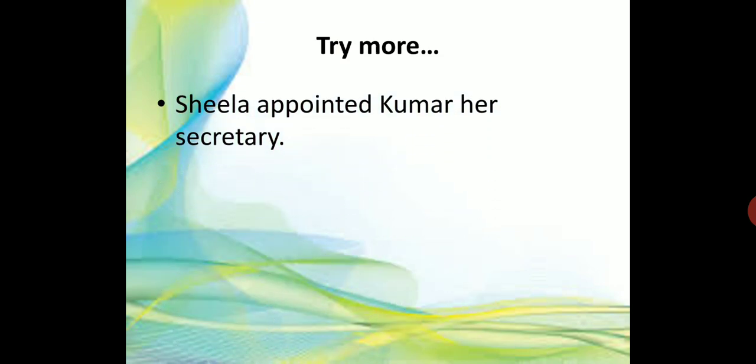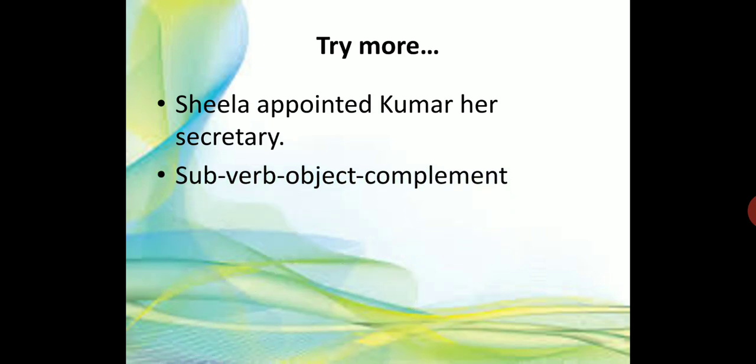Sheila appointed Kumar her secretary. So Sheila is the subject, appointed is the verb. Appointed what or to whom or how did you do that? Done? Now check your answer. It is a subject, verb, object and complement. So the pattern will be SVOC. She appointed whom? Kumar.